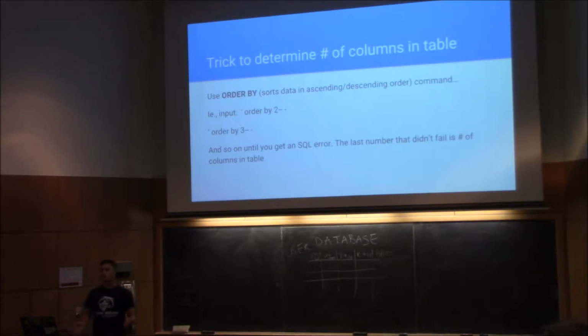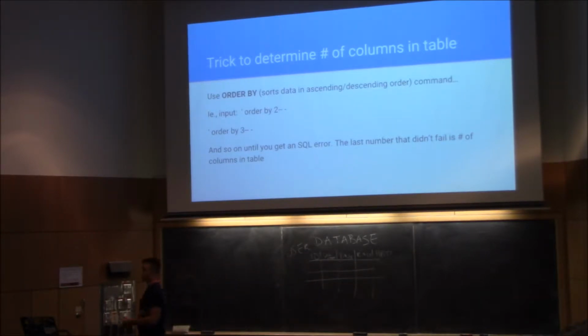Okay, so this is a cool trick that we'll see later on that's useful in doing SQL injection, and it's the ORDER BY command within SQL. This basically allows you to sort in ascending or descending order the data that you're working with. And if you start at a low number like 1 or 2 and continue inputting higher numbers until you get a SQL error, you can determine the number of columns that are in a table.